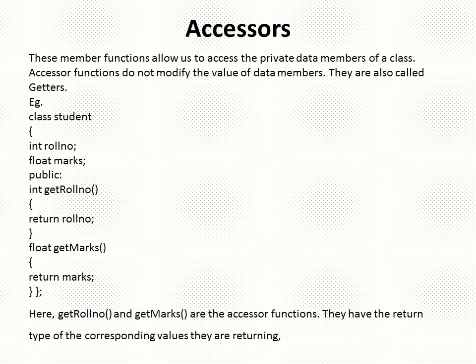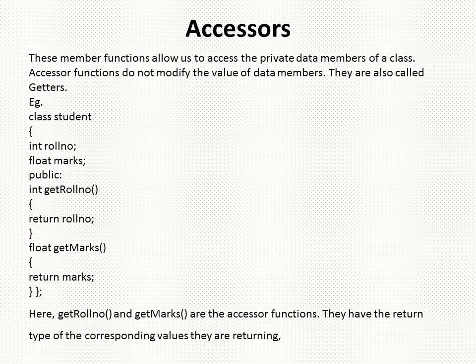Accessors are the member functions that allow us to access the private data members of a class. Usually, we keep the data members of a class under the private section. By default, all the members of a class are private. These accessor functions are declared under the public section and they do not modify the value of data members. It just gives the value of the private data members to the object of the class. So that's why they are also called getters.